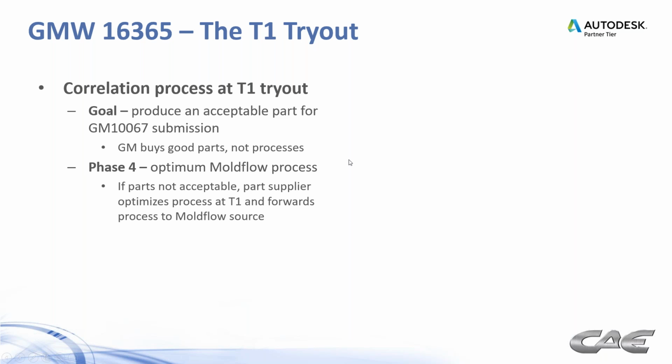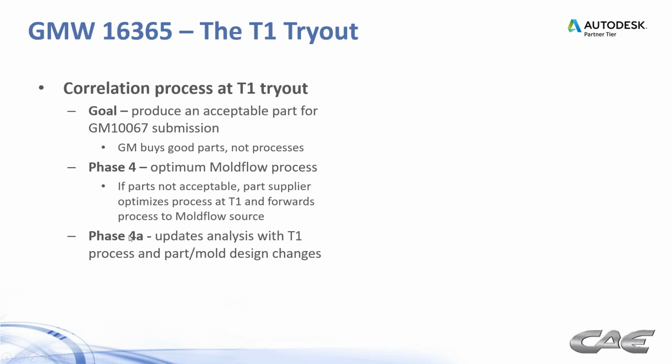And if those parts are not acceptable, the part supplier will then optimize the process at the T1 and forward the process back to the Moldflow source. So that's what 4A is all about.